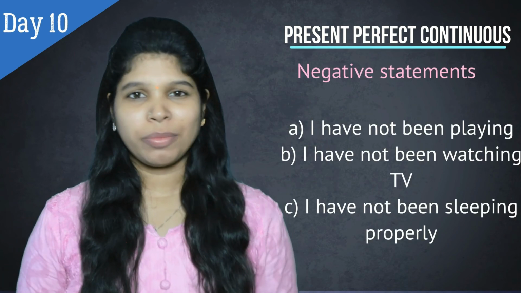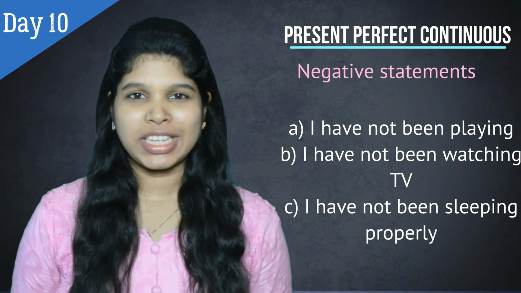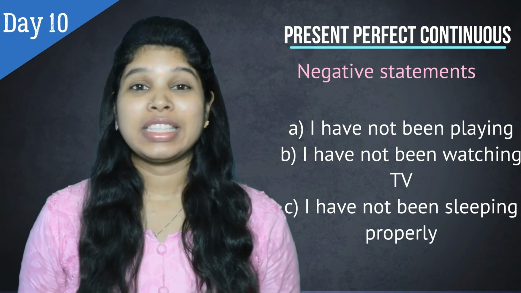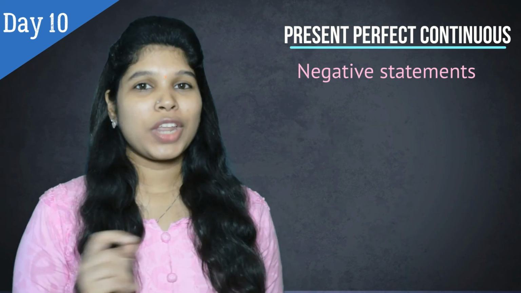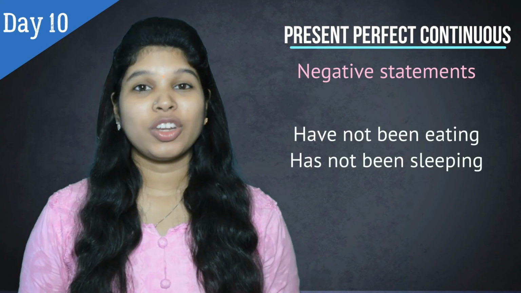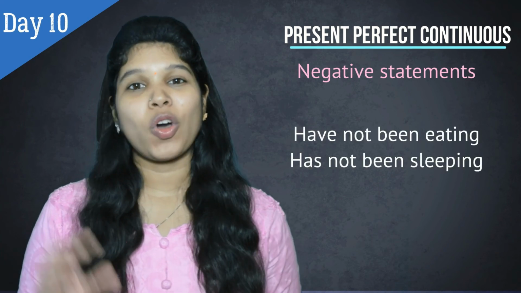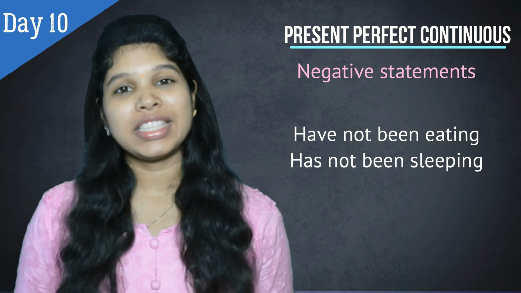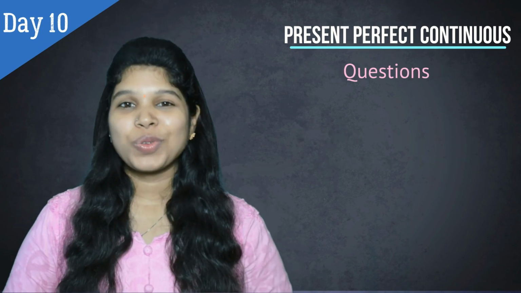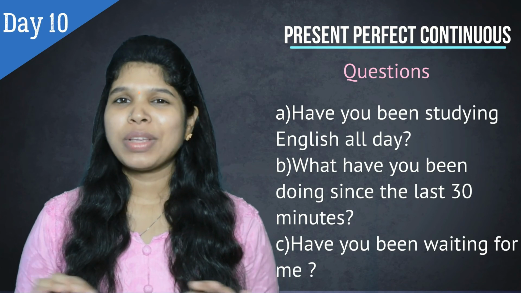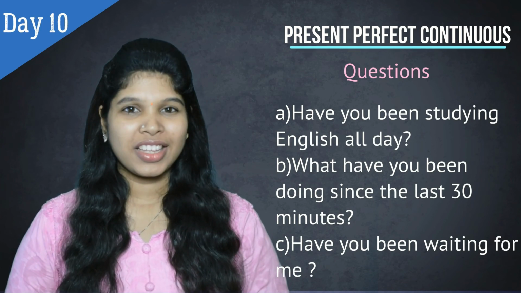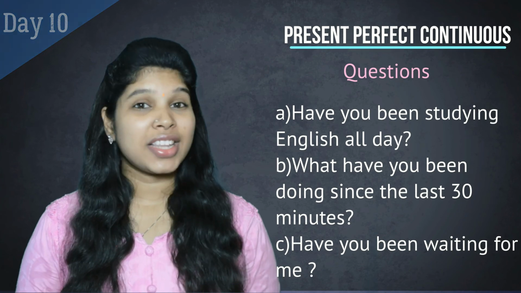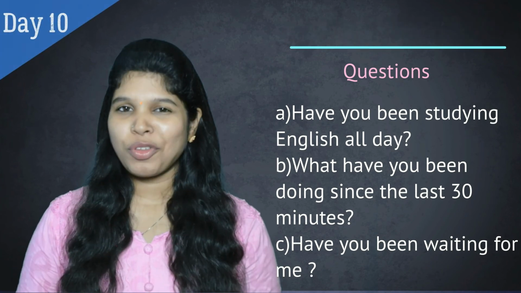Now, how do you make a negative statement? I have not been playing. I have not been watching TV. I have not been sleeping properly. Right? So whenever you make a negative statement, add not right after has or have, like have not been eating, has not been sleeping. Now let us see how to ask questions. Have you been studying English all day? What have you been doing since the last 30 minutes? Have you been waiting for me?